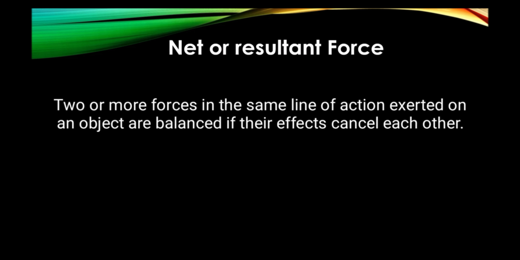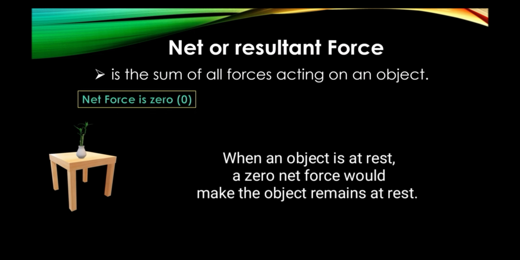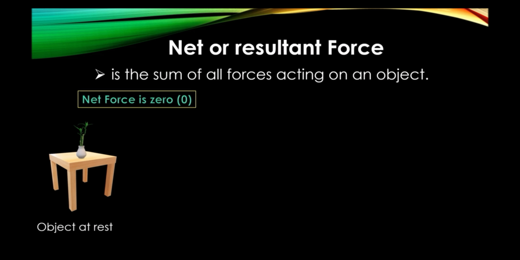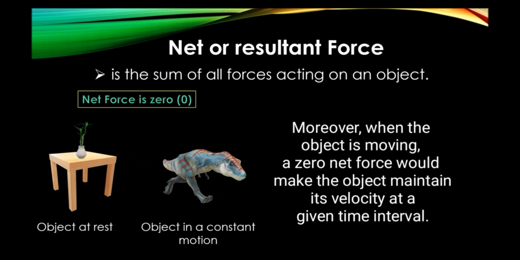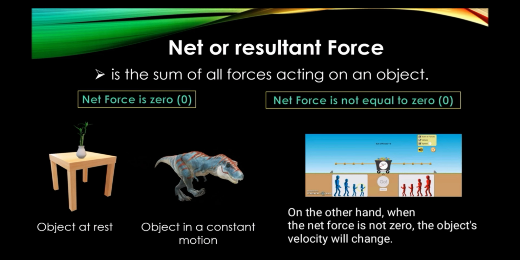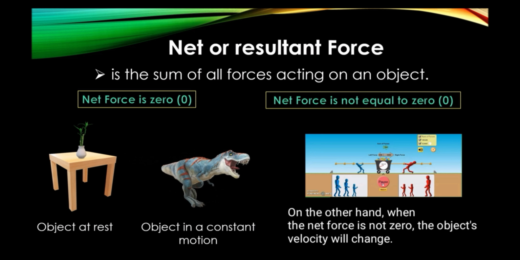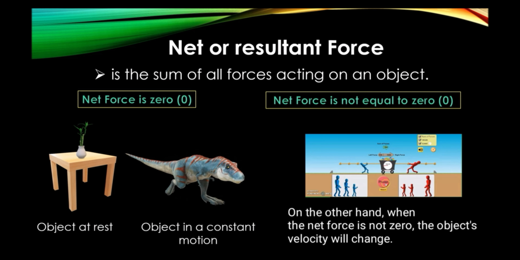Net or resultant force. In an object, there may be several forces acting on it. Net force or resultant force is the sum of all forces acting on an object. Two or more forces in the same line of action exerted on an object are balanced if their effects cancel each other. When an object is at rest, a zero net force would make the object remain at rest. Moreover, when the object is moving, a zero net force would make the object maintain its velocity at a given time interval. On the other hand, when the net force is not zero, the object's velocity will change. A net force exerted on an object at rest may cause the object to move.